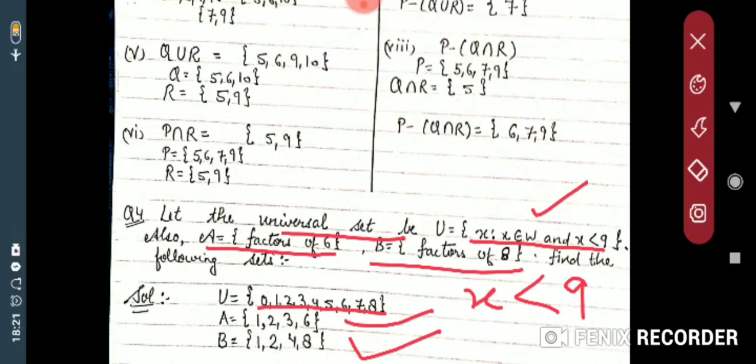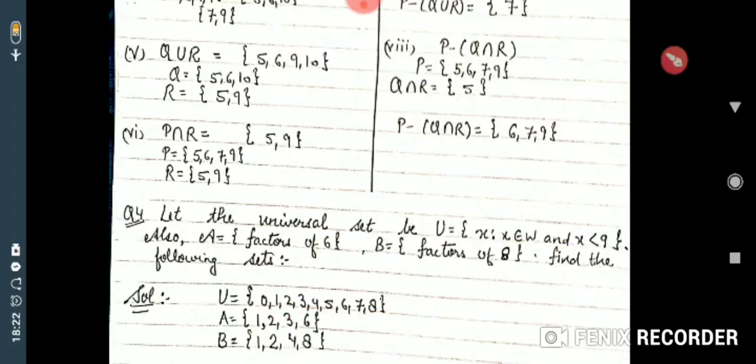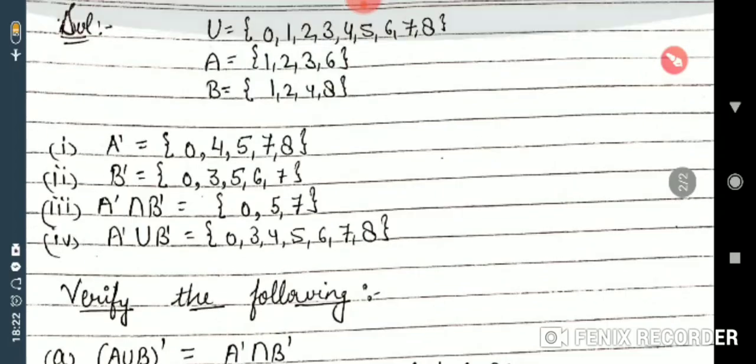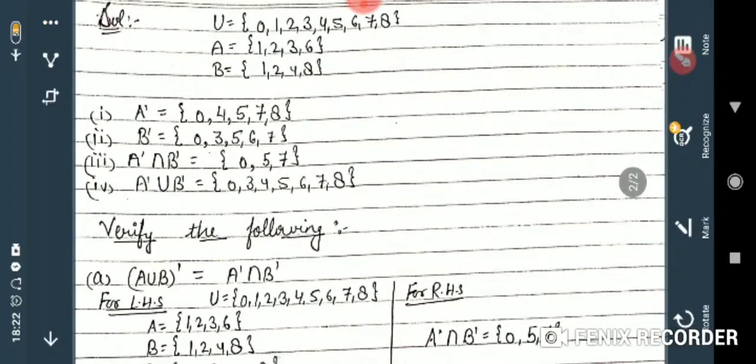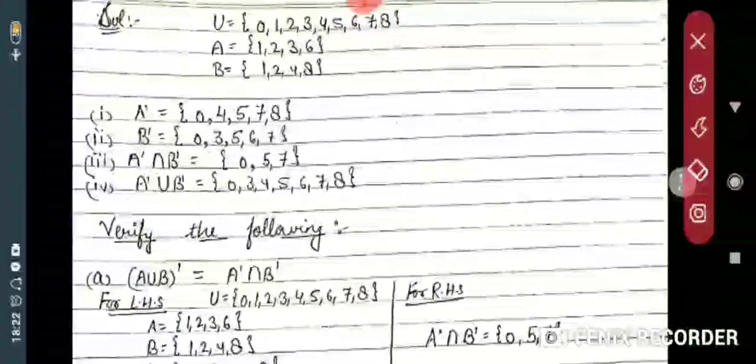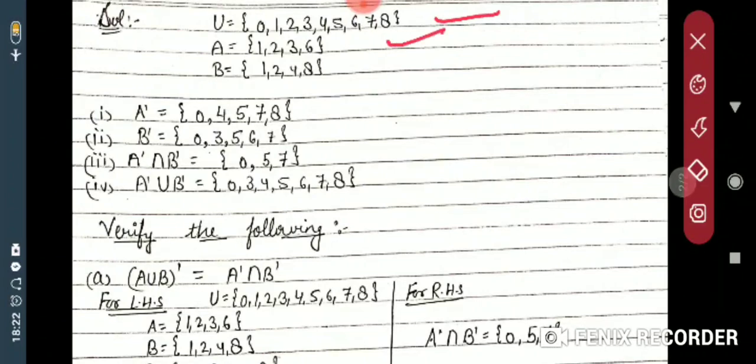The numbers that divide 6 are 1, 2, 3 and 6. Factors of 8, the numbers that divide 8: 1, 2, 4 and 8. Now you have to find the following sets. Here the universal set is given, A and B. Now what you have to find?